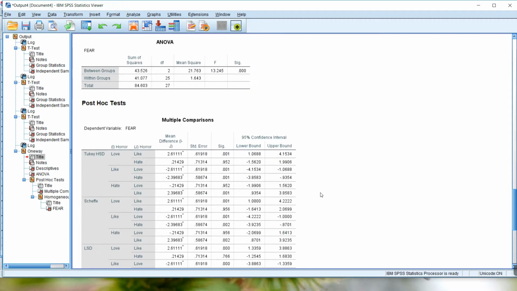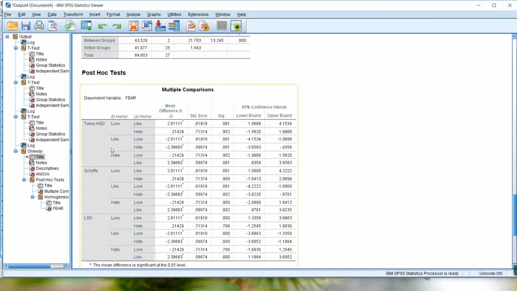All right, so that's important to tell people. Just don't say there's a difference between them. Tell them which is higher and lower. So now we're going to look at love and hate. And if you scroll over, you can see that this is not significantly different, love and hate.